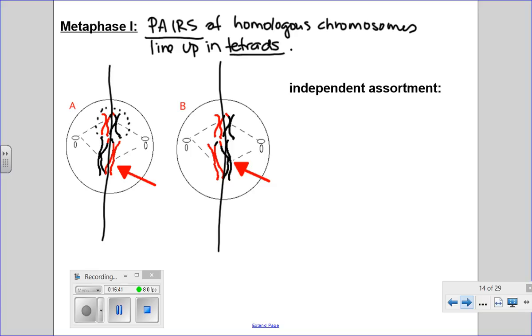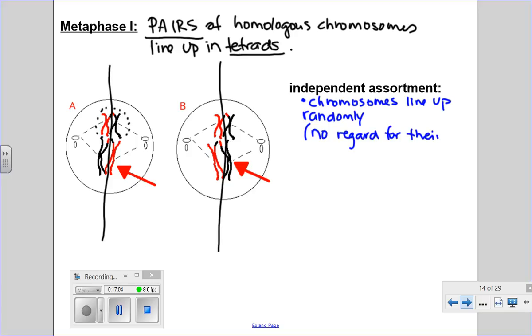Now the thing that you need to know about metaphase 1 is a phenomenon called independent assortment. And it means that chromosomes line up randomly, which means there is no regard for their origin. And I'll explain what that means.